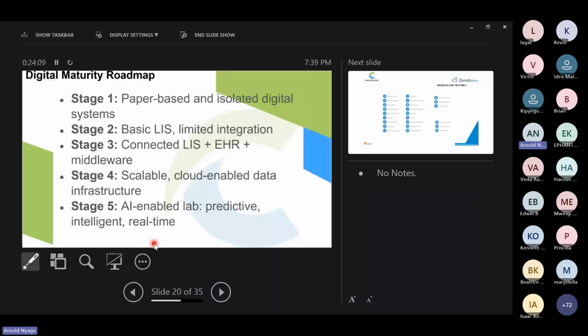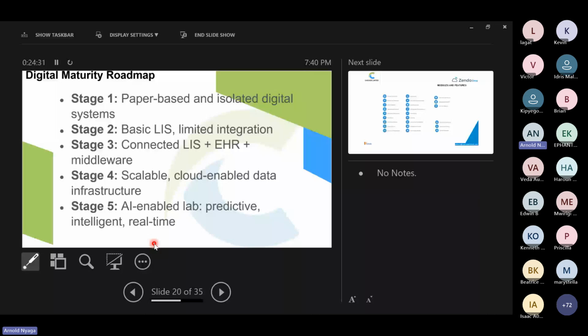That is a scalable, cloud-enabled data infrastructure. Then we can start thinking about how we are going to have AI-enabled lab operations for both predictive analysis, intelligent systems, and also real time. So what are we having?